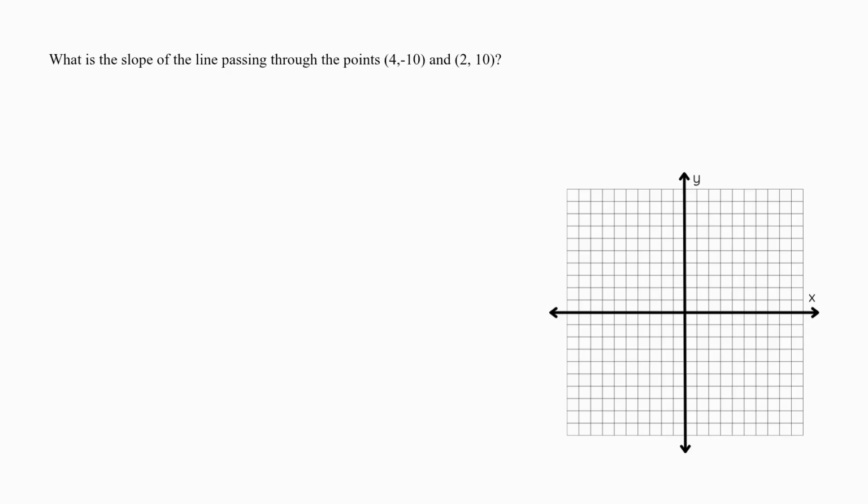Let's have a look at this question. We have 2 points. Point 1, 4, -10. Point 2, 2, 10. We are asked to find the slope of the line. In every point x, y, the first number is x, which moves left or right, and the second is y, which moves up or down. The easiest way to find the slope is to use the formula for slope. M equals y2 minus y1 over x2 minus x1.